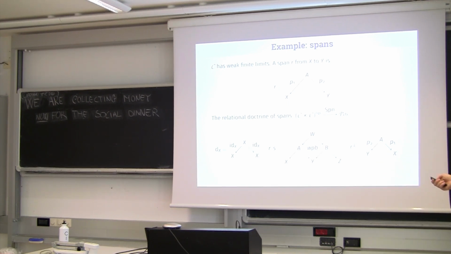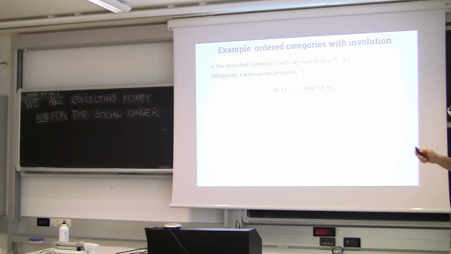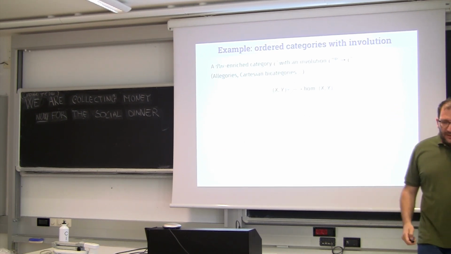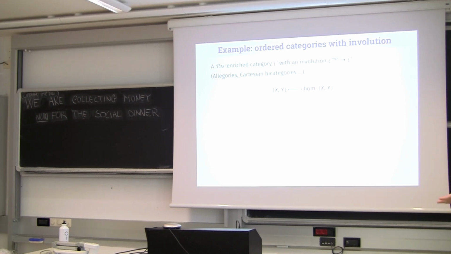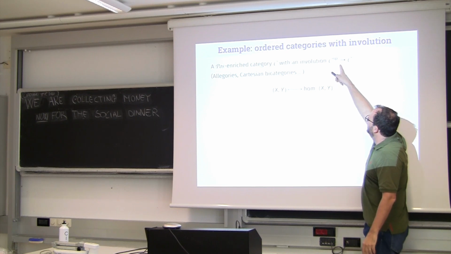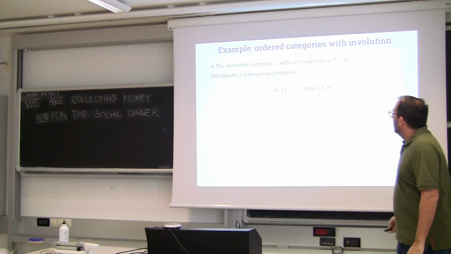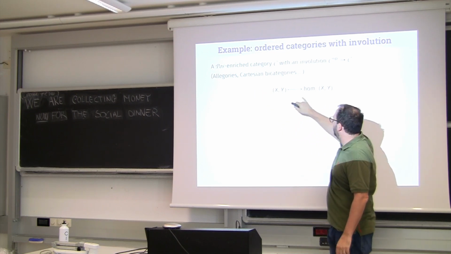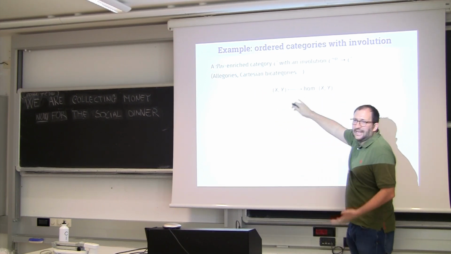And this one belongs to a larger class of examples that we want to discuss quickly, that of order categories with involution. They are categories enriched in the category of posets with an involution functor. And whenever you have such a structure, you can build a relational doctrine R by extending this assignment.